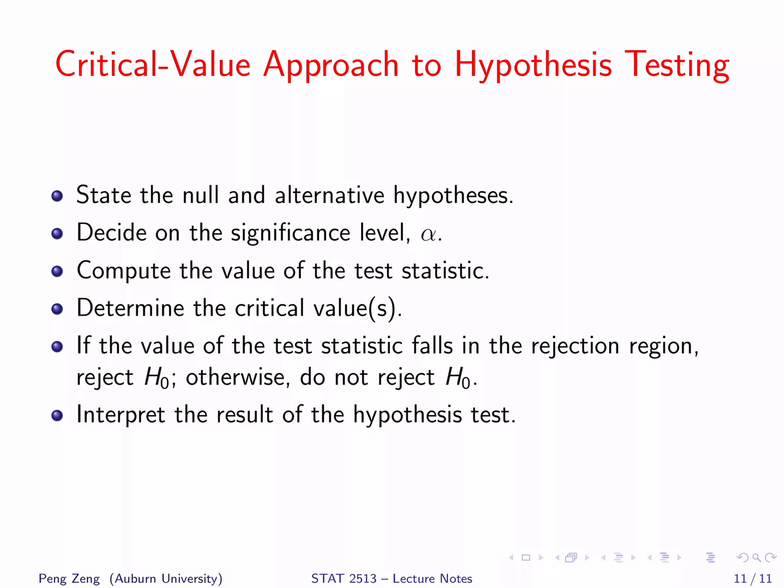Then we need to compute the value of the test statistic. Next, we need to determine the critical values. If the value of the test statistic falls in the rejection region, reject H0. Otherwise, do not reject H0. Last, interpret the result of the hypothesis test.